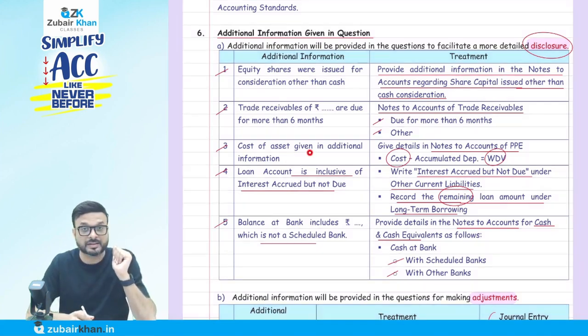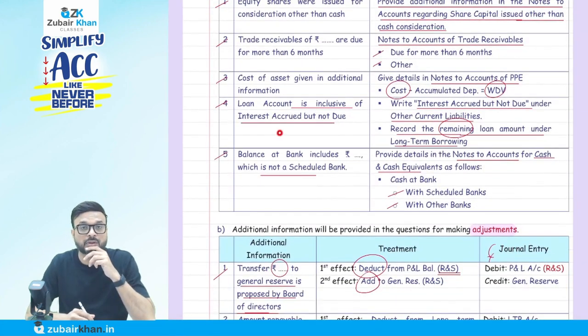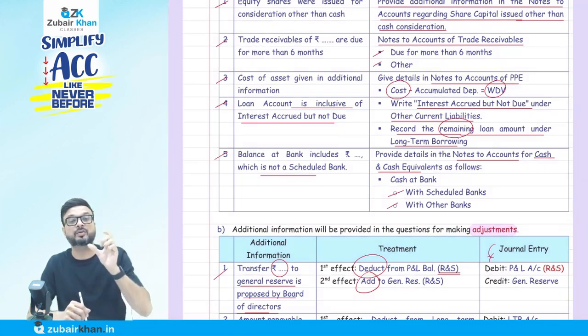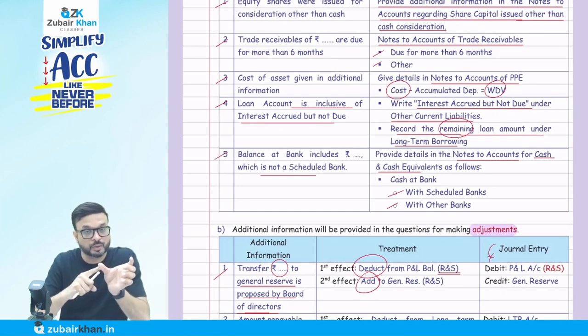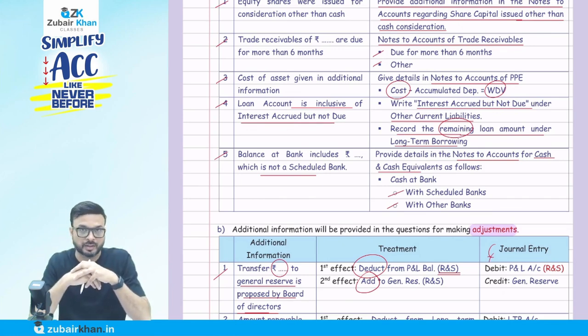The cost of asset, they will give you as additional information. So in PPE notes to account, we are going to mention cost, original cost, accumulated depreciation and WDV. Accumulated depreciation will be a balancing figure. Now the loan account is inclusive of interest accrued but not due. So they will give you the loan amount. It's a long-term borrowing, but they will give this amount with interest accrued but not due. That is other current liability. That interest component will be shown under other current liability and the remaining will come in long-term borrowing.